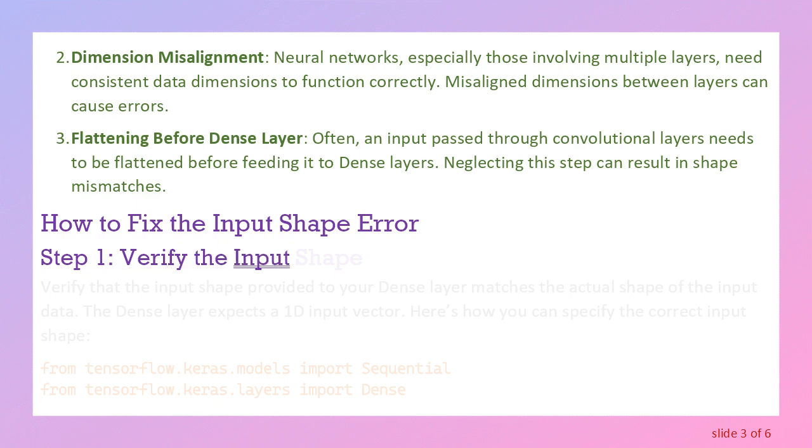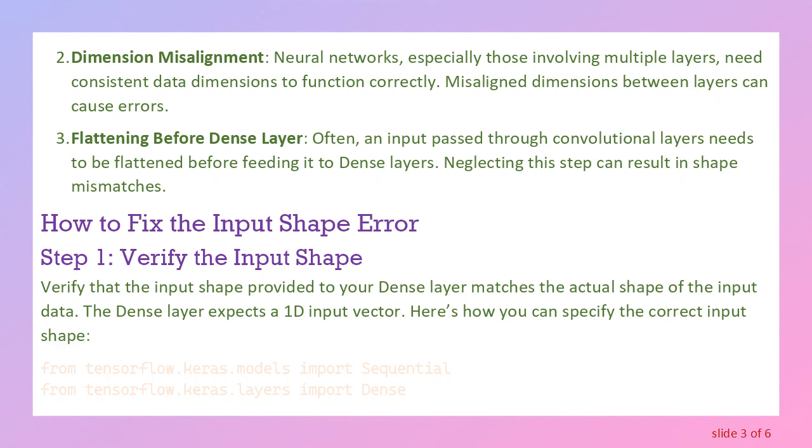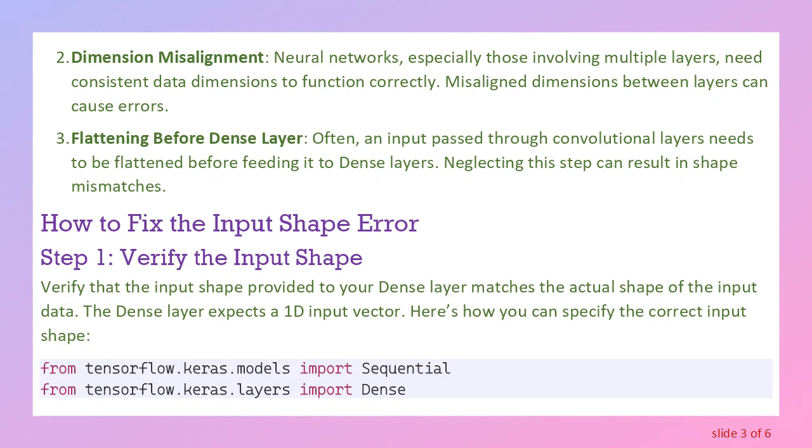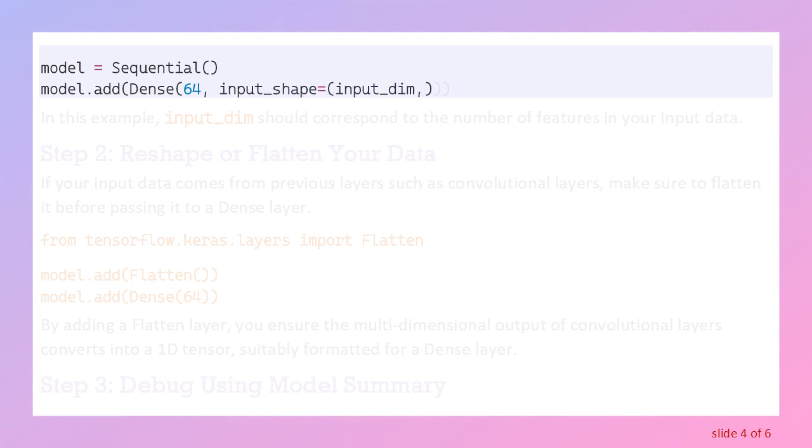Step 1. Verify the input shape. Verify that the input shape provided to your dense layer matches the actual shape of the input data. The dense layer expects a 1D input vector. Here's how you can specify the correct input shape. In this example, input_dim should correspond to the number of features in your input data.